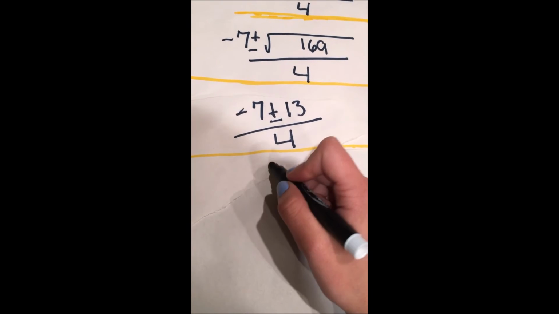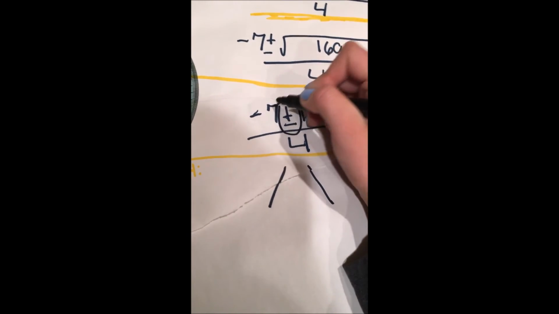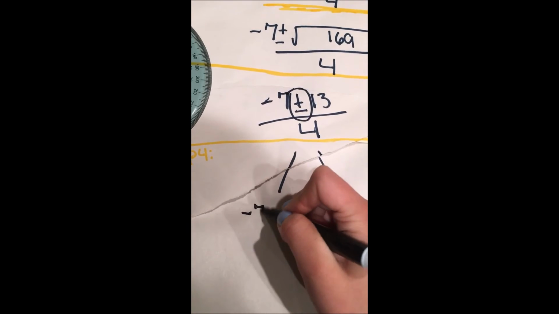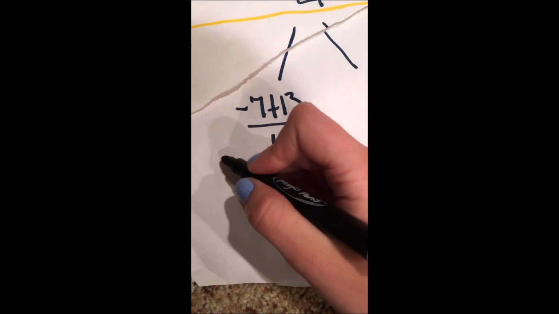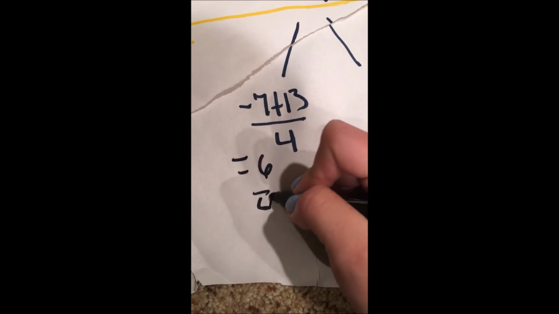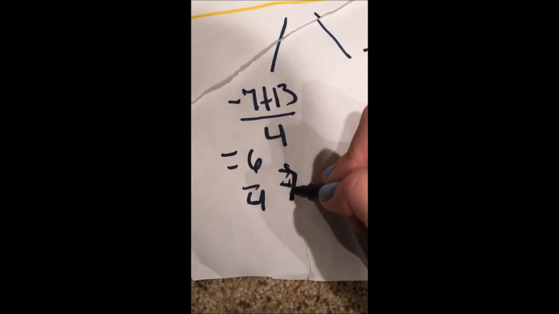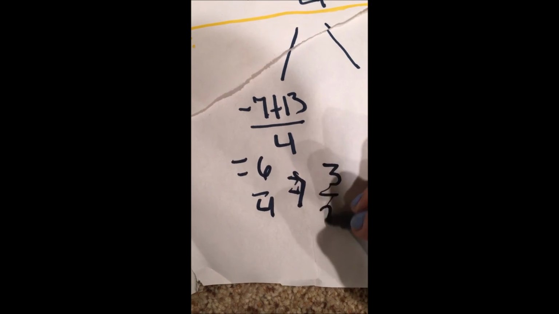Now we have to separate the equation into two parts, the plus and minus. So it becomes negative 7 plus 13 over 4, and negative 7 minus 13 over 4. When we solve this out, we get 6 over 4, which then simplifies to be 3 over 2, so this is one of the two solutions that we're going to get.